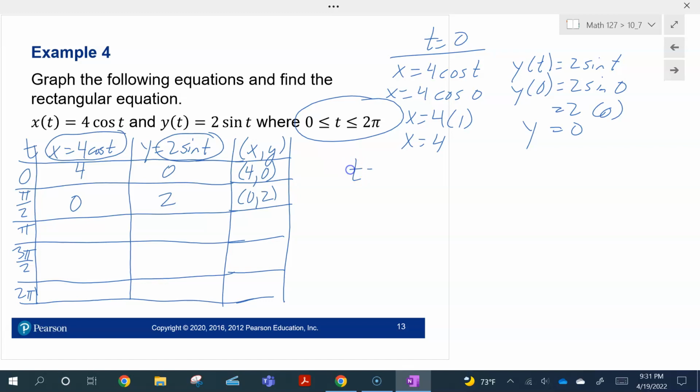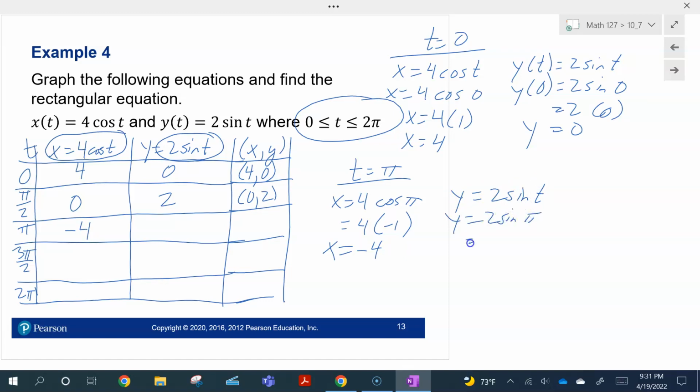Now we're going to plug in t being pi. X equals 4 cosine pi. We know that the cosine of pi is -1, so we get an x value of -4. And then we're plugging it into the 2 sine of t. Plug in the pi. We know the sine of pi is 0. 2 times 0 is 0, so we get a y value of 0. So we got the point -4, 0.